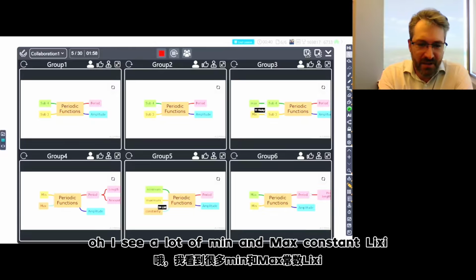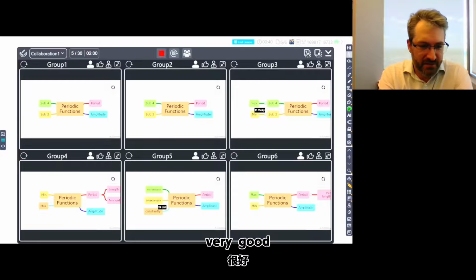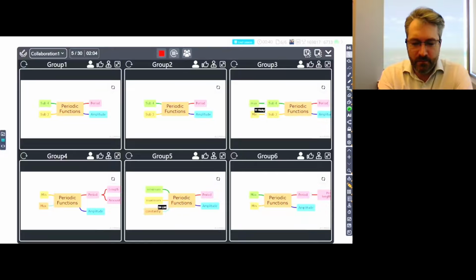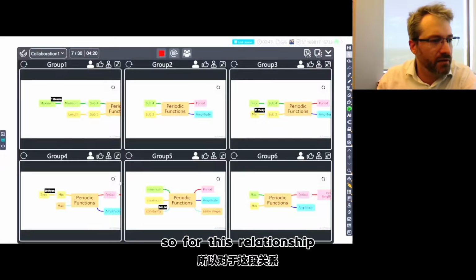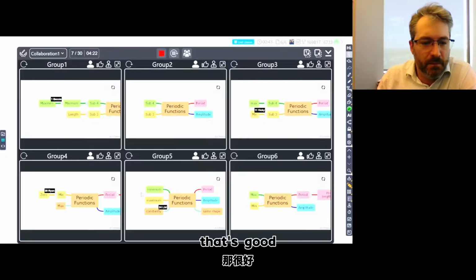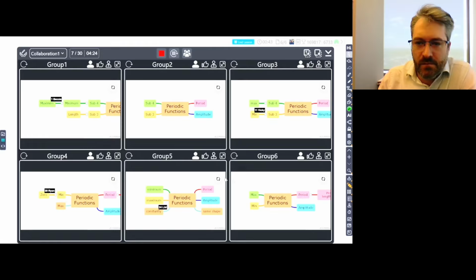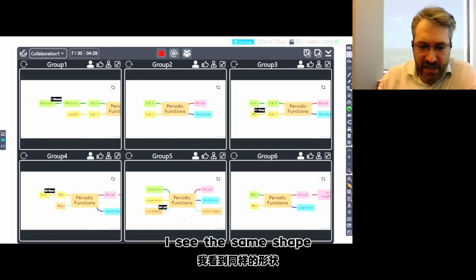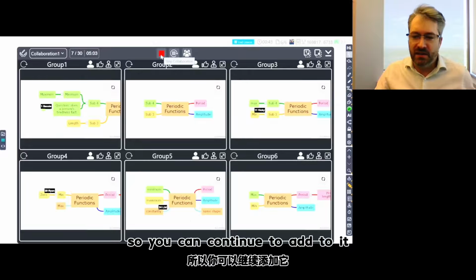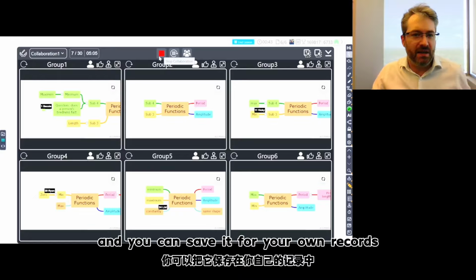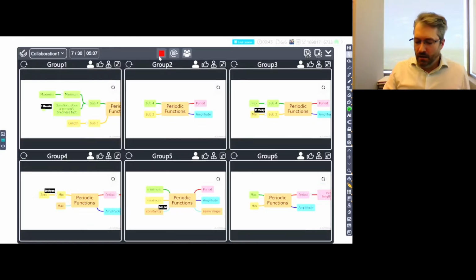Oh, I see a lot of min and max. Ooh, constant, Lixie, very good. That's good. So for this relationship, that's good. I see the same shape, good. It's open, so you can continue to add to it, and you can save it for your own records.